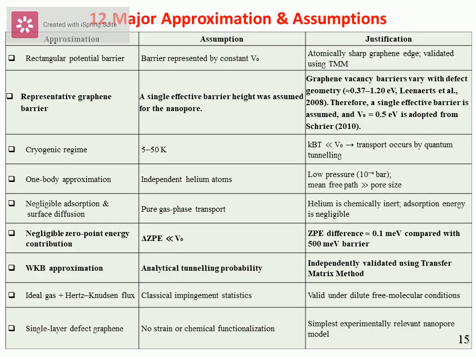Now let me quickly go through our key assumptions. We use a rectangular barrier with a height of 0.5 electron volt, based on prior work and validated by DFT. We work in the cryogenic range of 5 to 50 Kelvin, where tunneling dominates. We assume low pressure, so helium atoms act independently. We neglect adsorption and zero point energy because they are very small compared to the barrier. We use WKB for the tunneling, which we validated with the TMM. And finally, we assume ideal gas behavior as well as a single layer graphene membrane.